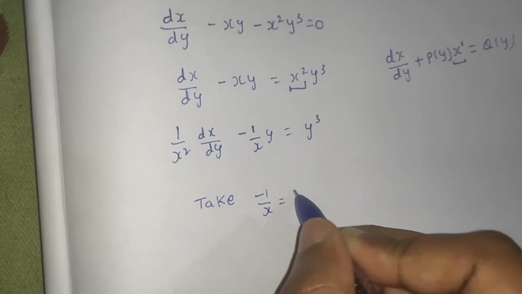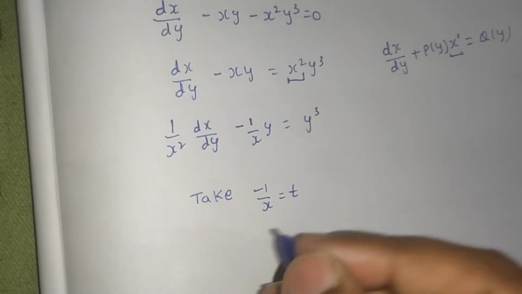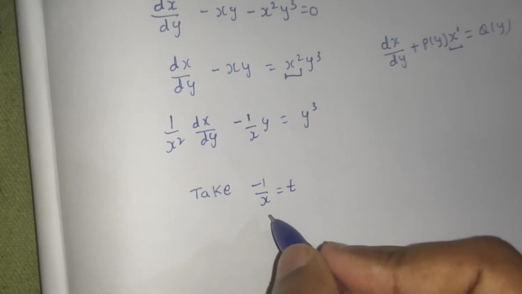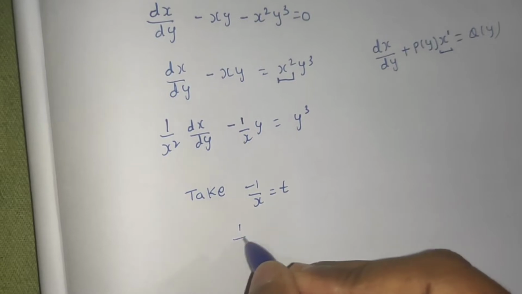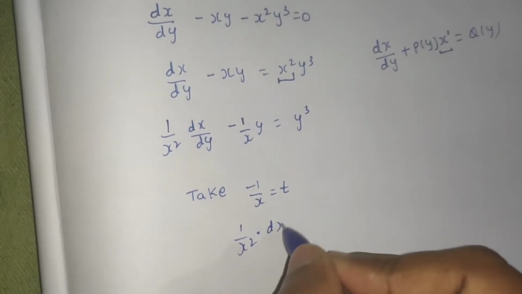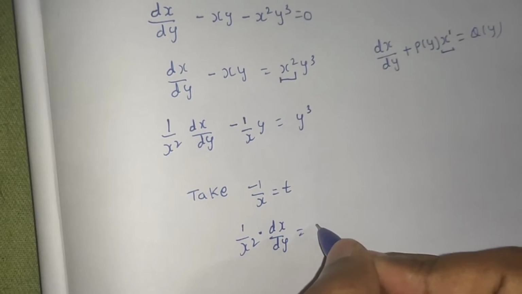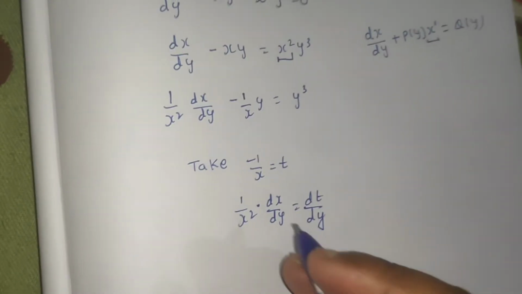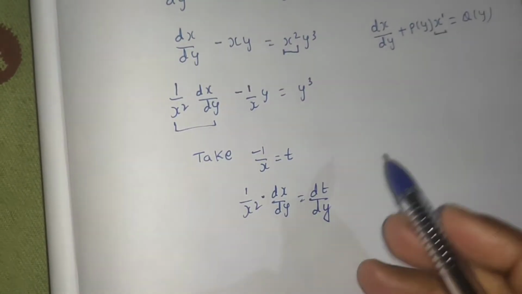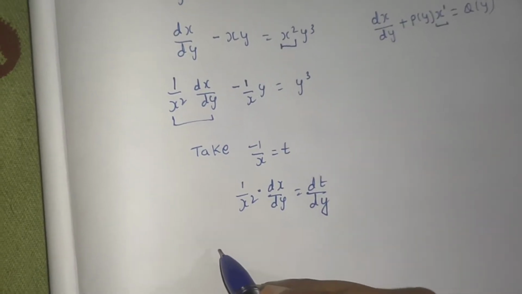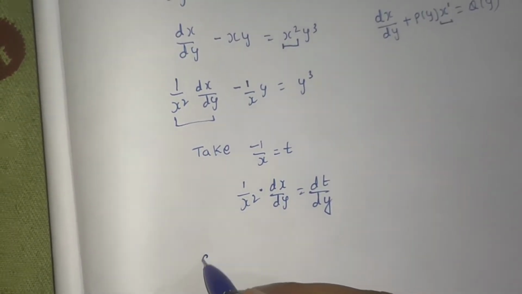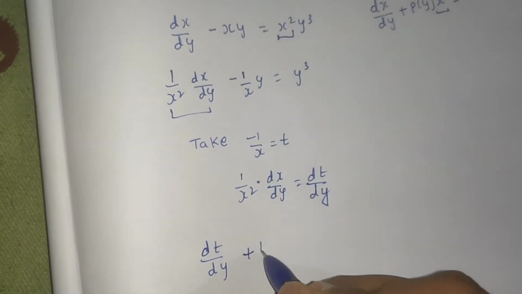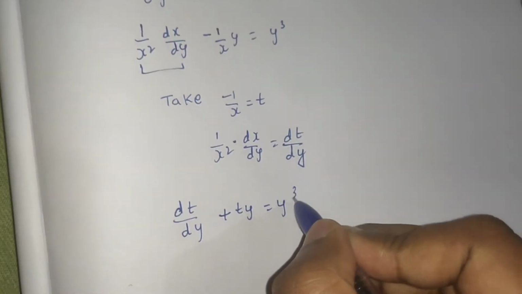Now what we can do is take minus 1 by x as t, and differentiate both sides with respect to y. The derivative of 1 by x is minus 1 by x square, so the derivative of minus 1 by x will be 1 by x square. The derivative of x will be dx by dy, so 1 by x square dx by dy equals dt by dy. So now this can be replaced by dt by dy, and minus 1 by x can be replaced by t, so we'll get dt by dy minus t times y equals y cube.